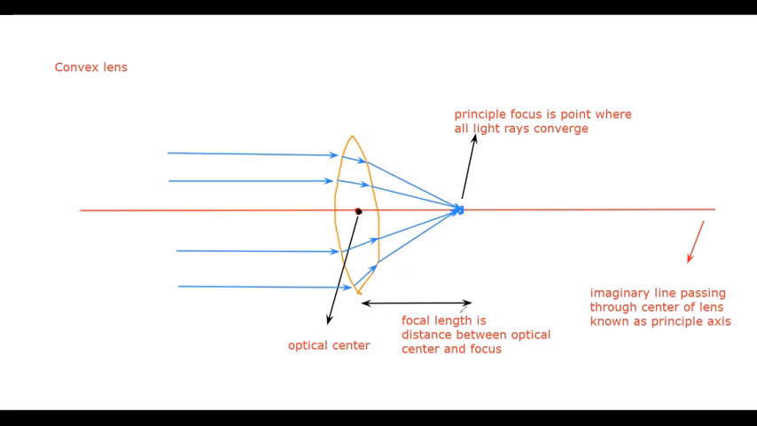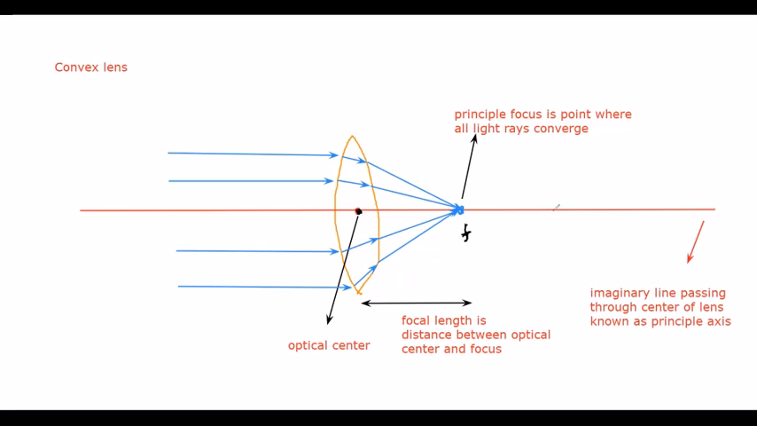The distance between the principal focus and the center of the lens, or optical center, that distance is called focal length. Principal focus is denoted by F. Focal length is the distance from the center of the lens to the point where all the light rays converge.